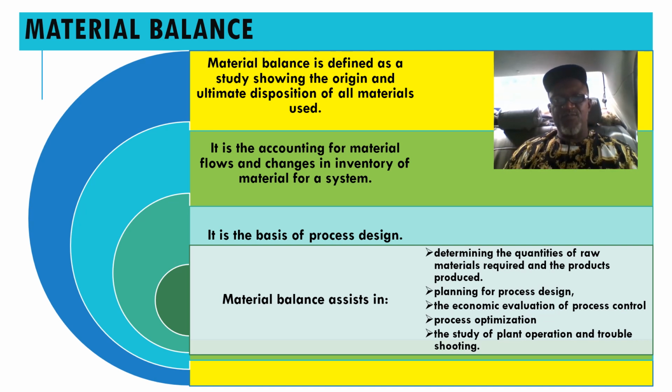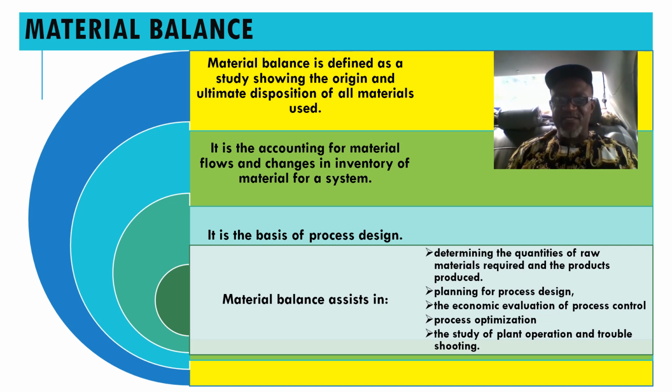Material balance. Material balance is defined as a study showing the origin and ultimate disposition of all materials used. So you can see it shows us the study of all the materials used. We must know where they are coming from, and we also must know how they are used, and where they are going into products. It is the accounting of material flows and changes in inventory of material for a system. It is the basis of process design.